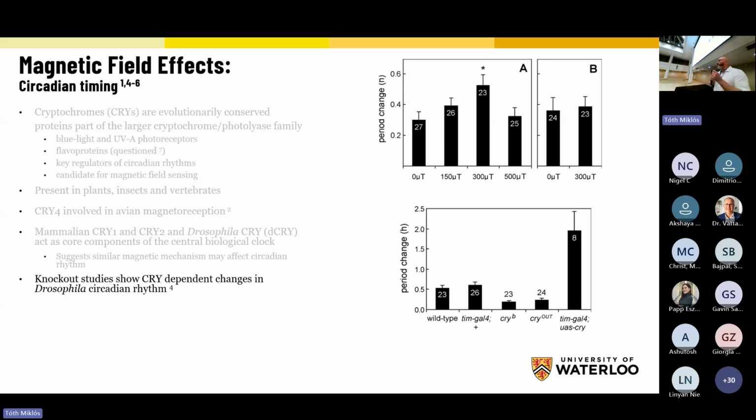They've also shown that if you specifically knock out the cryptochrome molecule and then apply the magnetic field, you will not get that effect. But if you do have the cryptochrome there, you can get an increased period over time, indicating that the change in circadian rhythm is due to both cryptochrome being present as well as the presence of the magnetic field.